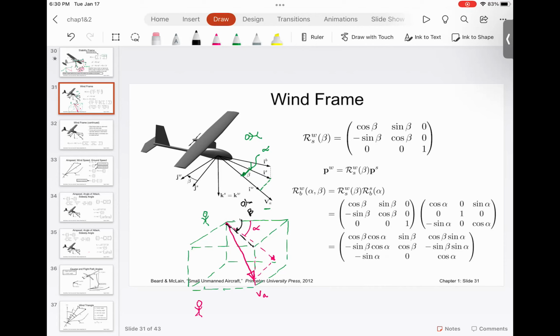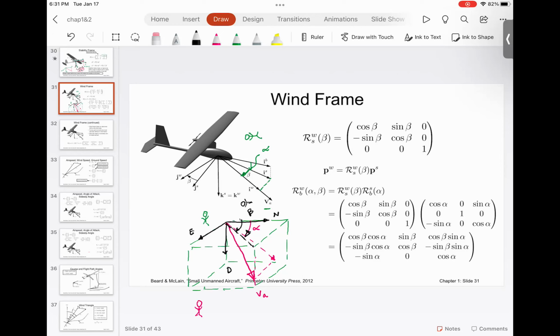I want you to note, if this is my north, this is my east, and this is my down, there is the rotation about the airspeed, and actually I want you to understand this for a second. As you can see, this is alpha. Curl your fingers in the direction of alpha. Can you see it is pointing towards the negative E axis?